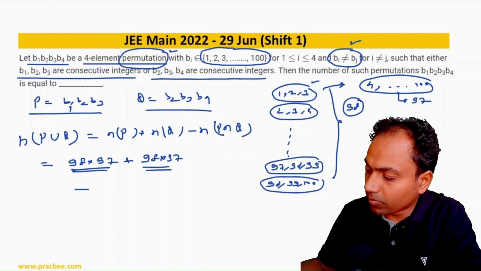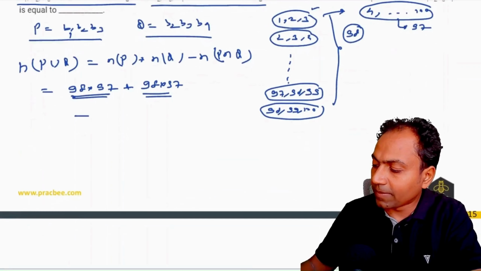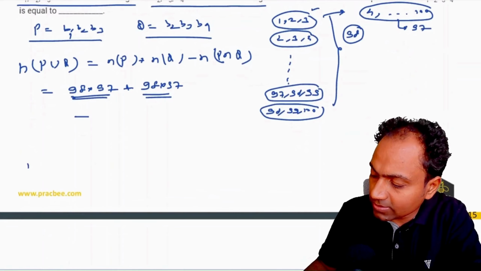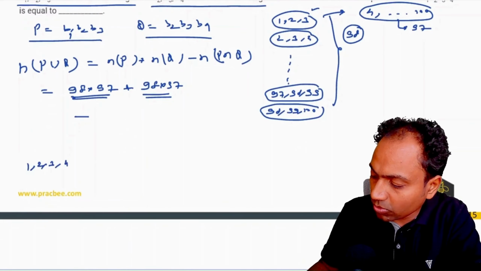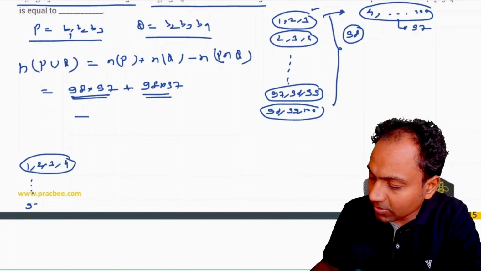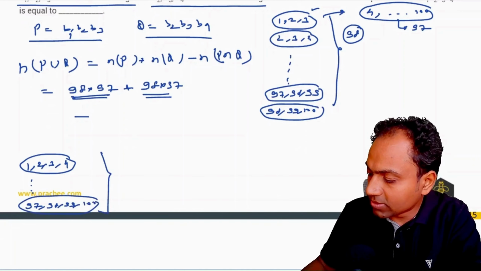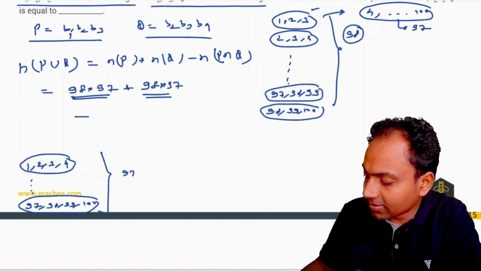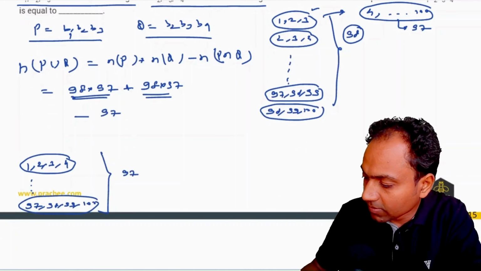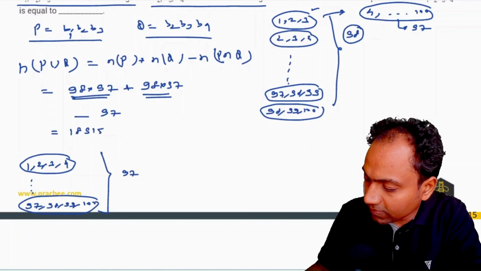When we are seeing that both of them happen, then what will happen in that case? Whatever we are getting are 4 consecutive numbers, like 1, 2, 3, 4. Again, if I write it in a similar manner, 97, 98, 99 and 100 are going to be the last 4. And again, you can see in the last case, they are going to be 97 cases. So minus 97. If we simplify this, the answer comes out to be 18915.